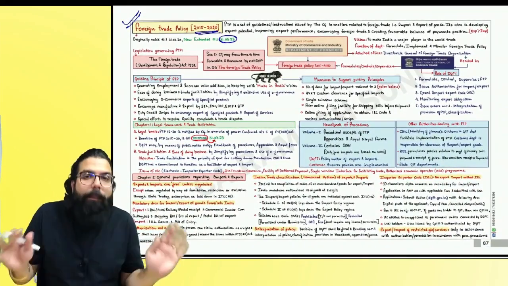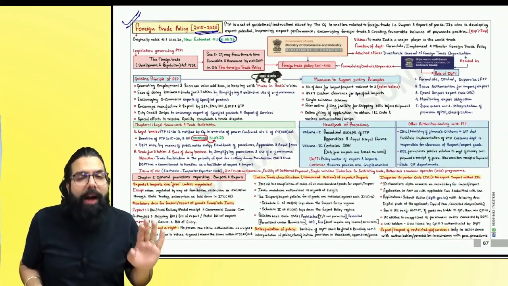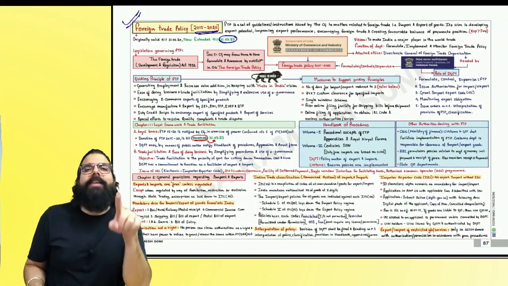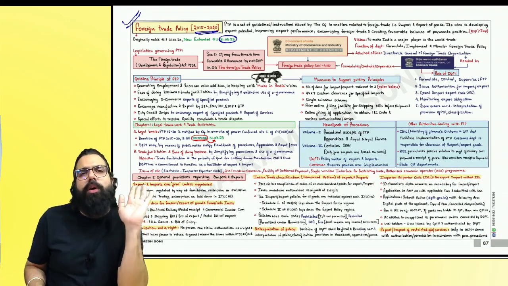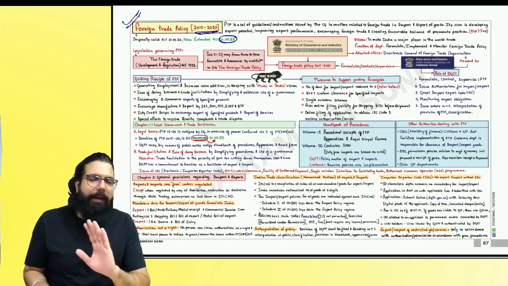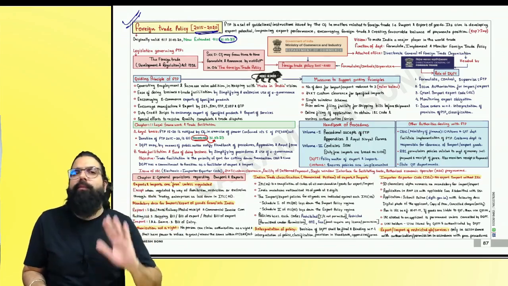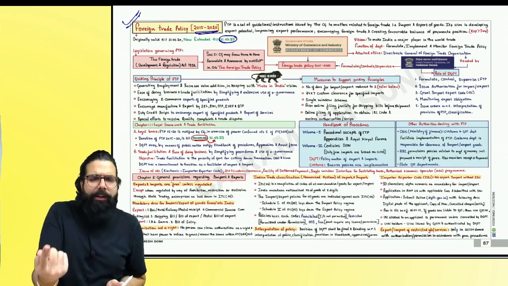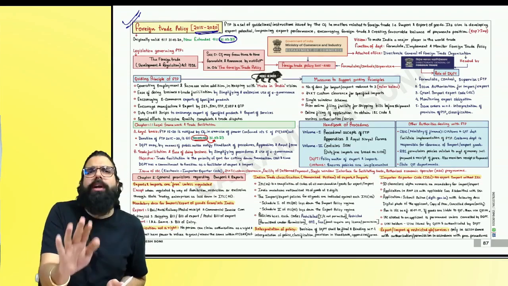Okay, sir. Now listen to me very carefully. There is no amendment in the foreign trade policy other than the point that it has now been extended till 31st March 2023. And hence, listen carefully: I will not be teaching foreign trade policy again. Sir, it means you will not teach the foreign trade policy? No, I'll teach you foreign trade policy.